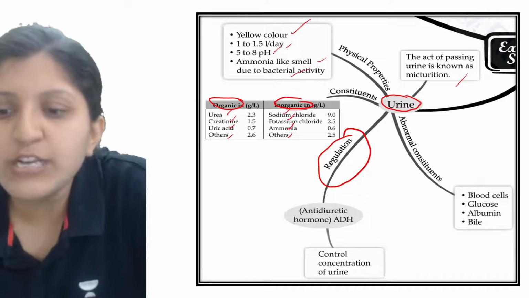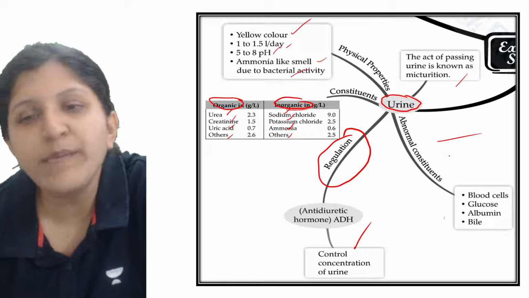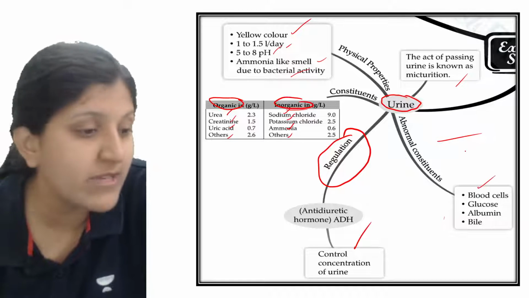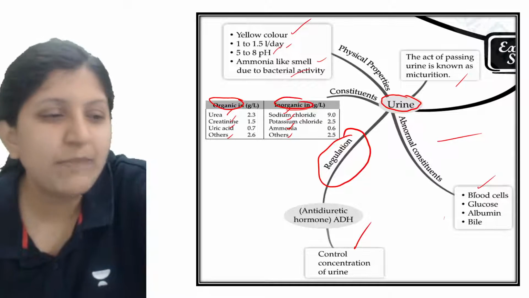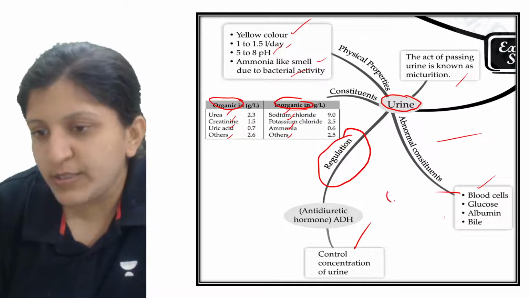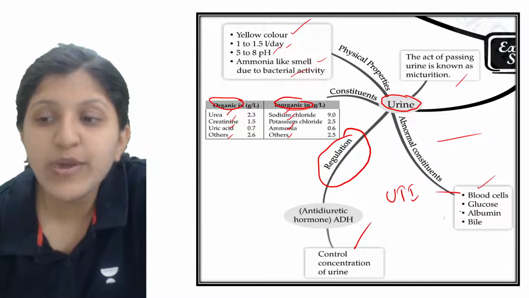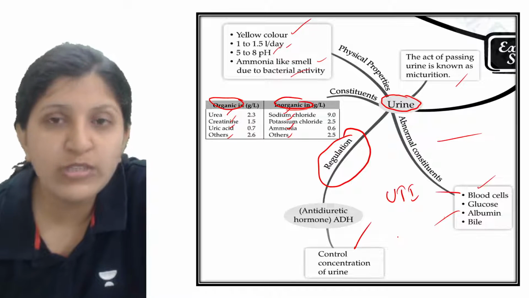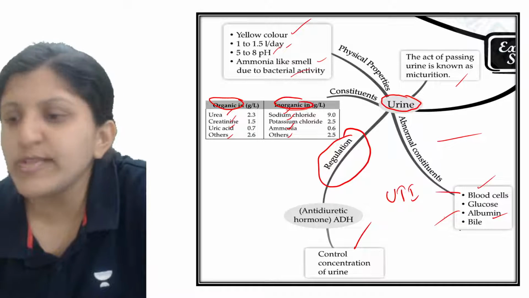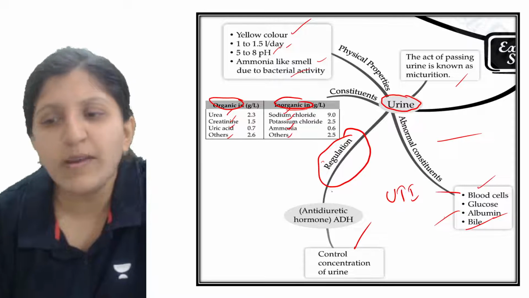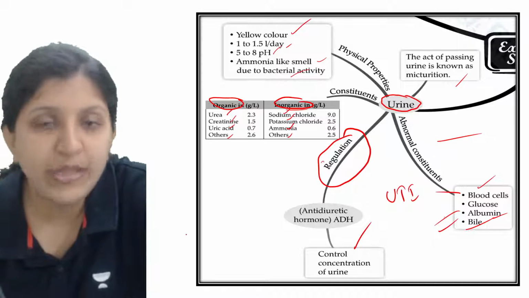Alright, so this controls the concentration of urine. Other than that, there are abnormal constituents. In certain cases, blood cells are found in the urine. That can be because of a urinary tract infection and other reasons. There are also cases where albumin, the protein found in plasma, can be found in the urine as well. Bile appears when too many RBCs die and hemoglobin breakdown occurs.